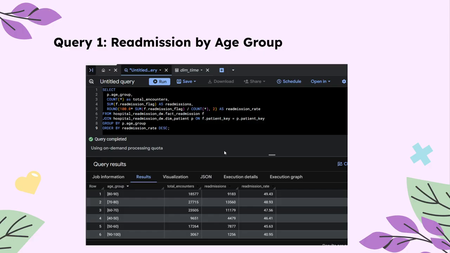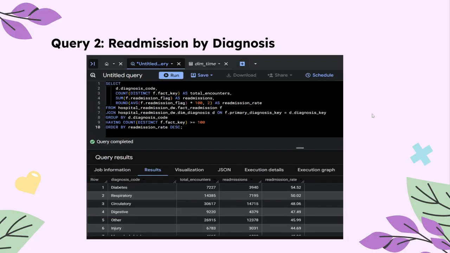Now that you've seen the tables and what they look like, these are the queries that we used to make our graphs for our dashboard. Our first one is readmission by age group. This is the age group, which is the range, to see what the highest readmission rate is. I will show the visuals at the end here. Then we have readmission by diagnosis using a SQL query, and you can see at the bottom the results for what has the highest readmission rate.